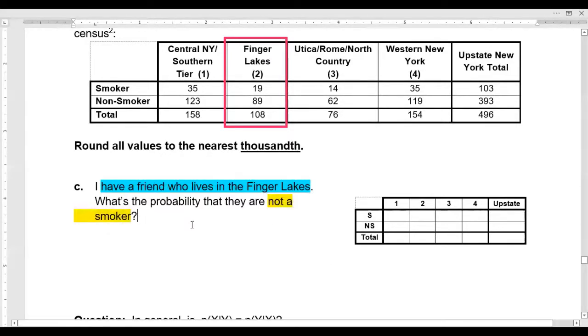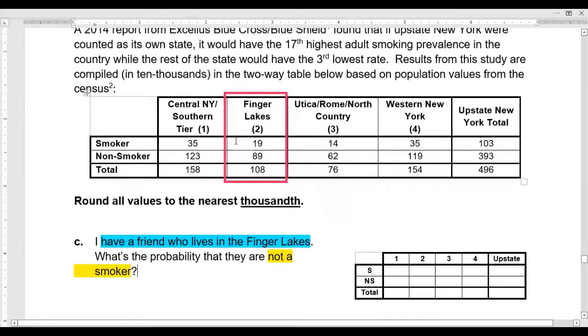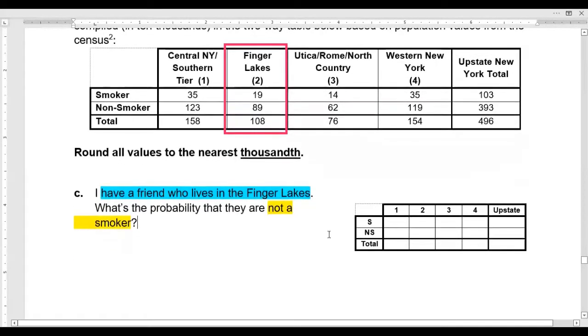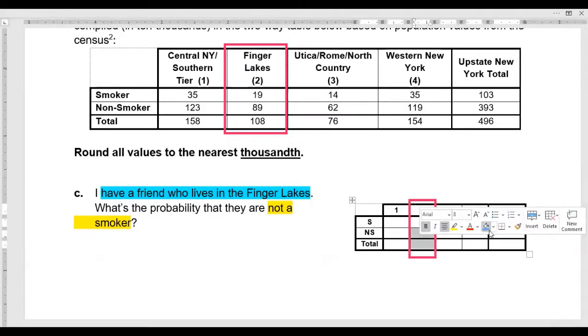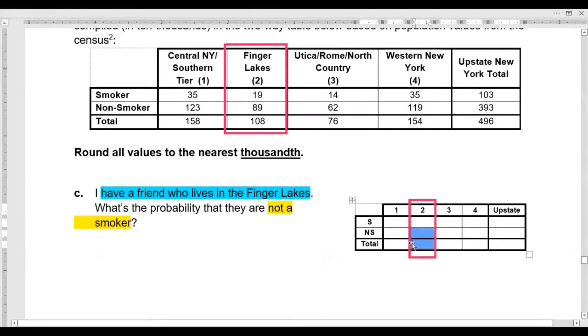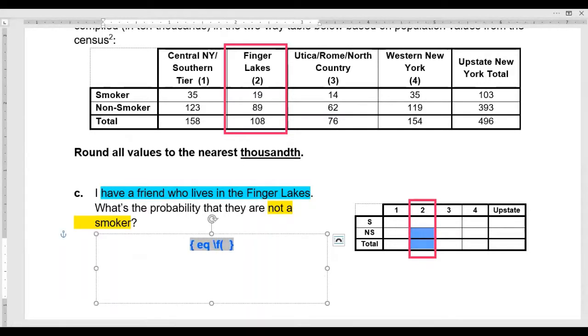So this is going to tell us our numerator. So non-smokers in the Finger Lakes, there's 89 of them, and there are 108 people total in the Finger Lakes region. So once again, I'm looking at the Finger Lakes region, which was region 2. And this time the non-smokers form my numerator, and the total number of people in the Finger Lakes forms the denominator. So we have 89 non-smokers out of 108.